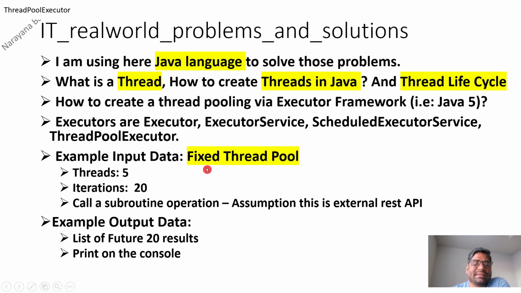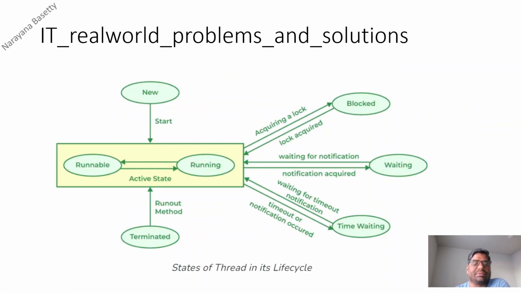In this particular exercise, I'm going to use a fixed thread pool, where I'm defining 5 threads, iterations 20. I want to make 20 calls to an external system. I need to collect it. Call a subroutine operation, assuming this is an external REST API. Example output, a list of Future, 20 results. I am going to collect it and then I want to print it on the console. That's the motivation. Now try to understand the life cycle of a thread.